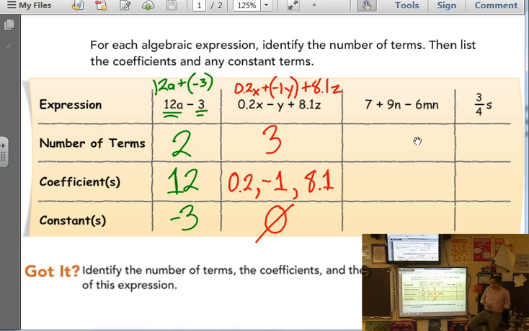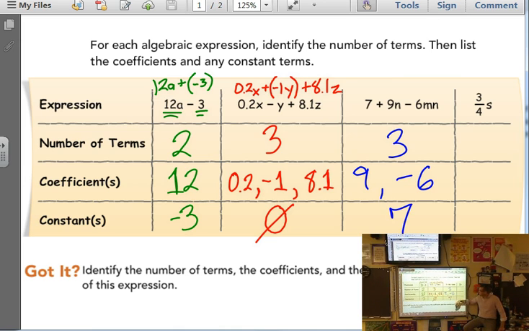Okay, the 3 terms. Thank you for correcting. There are 3 terms. The coefficients are 9 and 6. We would actually say negative 6. Because remember, this would be like plus the minus. Okay, so 9 and negative 6, and the constant would be 7.